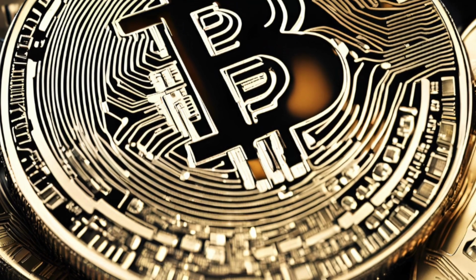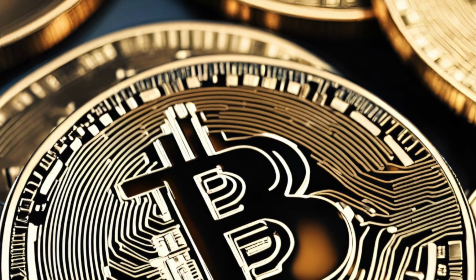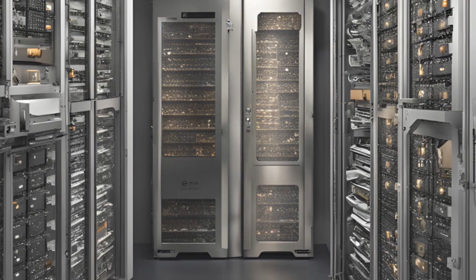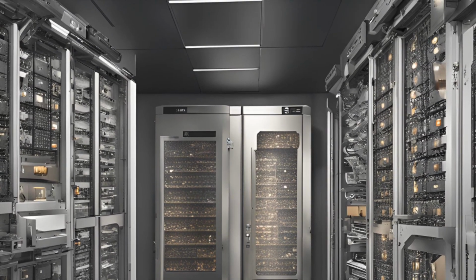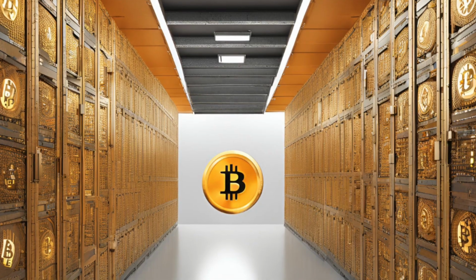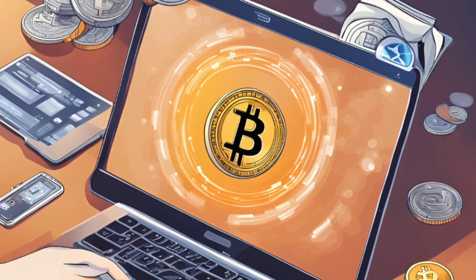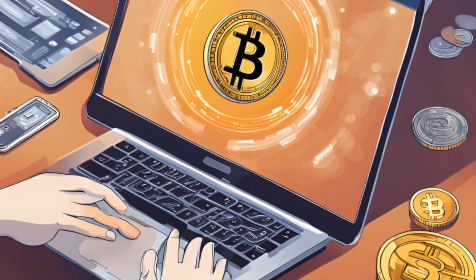Basics of Bitcoin. This video discusses some of the important basics of Bitcoin. We'll talk about the following. Number 1, hardware wallets and cold storage. Number 2, production of new Bitcoins. Number 3, safe storage of Bitcoin. Number 4, Bitcoin transactions. Let's start with hardware wallets and cold storage.